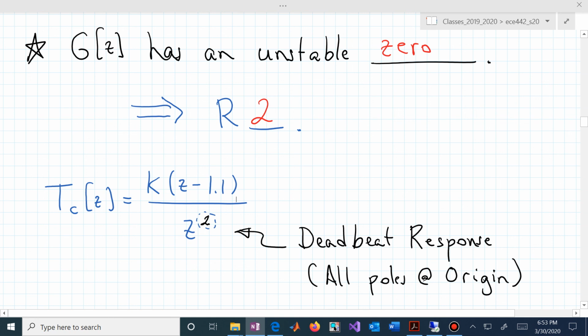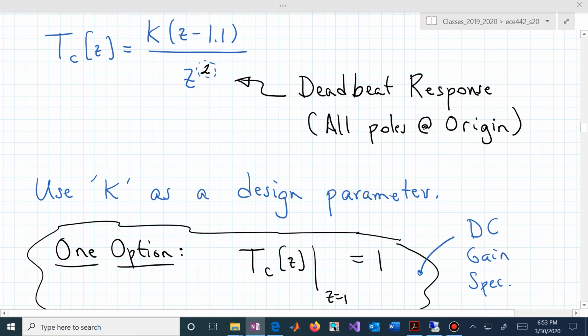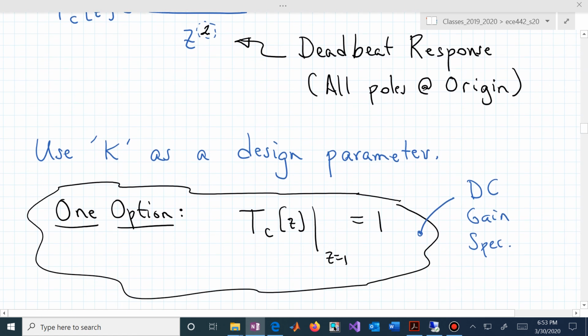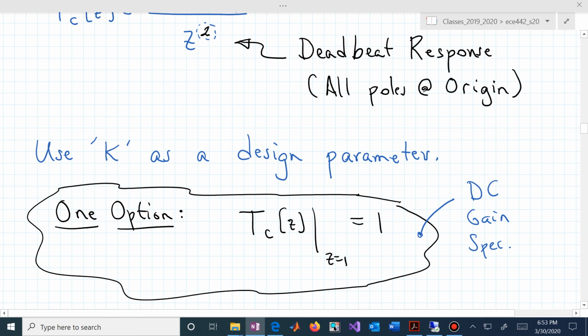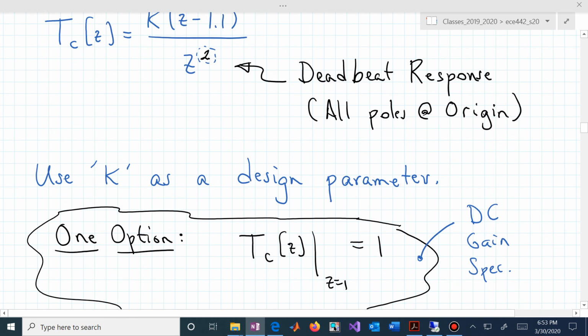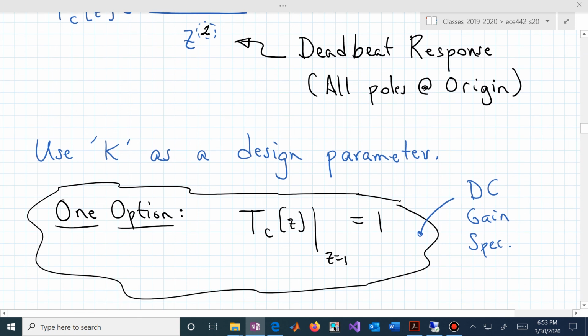We've already located our poles. They're at the origin. We have our unstable 0 factor preserved based on restriction 2. Now we can use k as a design parameter. And one of the ways that we could design for a behavior that we want is we might want a DC gain of 1, and that would then allow us to have 0 error due to constant inputs.